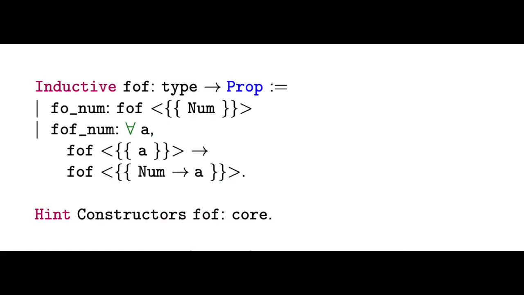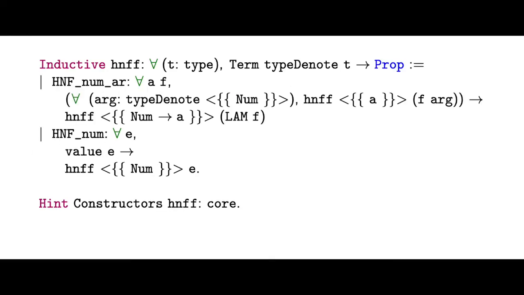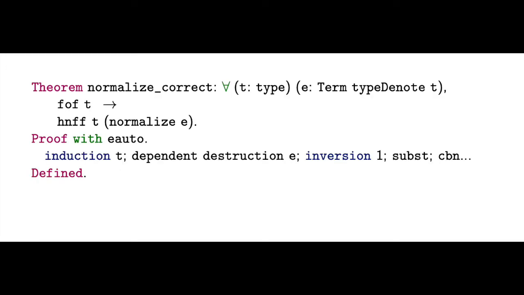We can prove, for example, that all first-order functions, that is, functions with primitive types as arguments, all normalize to a head normal form. In fact, the proof is a single line of Coq tactics.